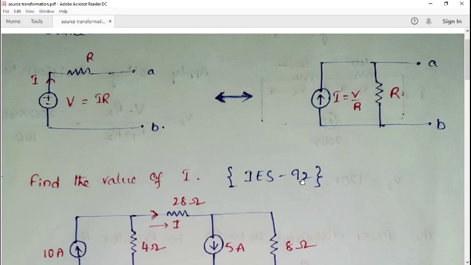So, what is source transformation? A voltage source in series with a resistance can be converted into a current source which is in parallel with the same resistance. And a current source in parallel with a resistance can be converted into a voltage source in series with the same resistance.